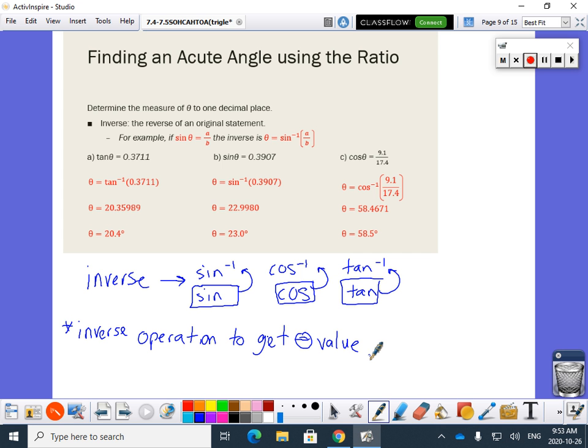Okay, so I'm going to show you how to use it on your calculator in a second. I'll flick the lights on. But in order to get our theta, our angle measure, we're going to use something called the inverse operation, and your calculator has the ability to do this. So the inverse of sine is sine to the negative 1. The inverse of cos is cos to the negative 1. The inverse of tan is tan to the negative 1. If we do the inverse operation, that is going to give us the theta value. So if you look up here, determine the measure of theta to 1 decimal place. Inverse is the reverse of an original statement. So, in order to get the theta value here, we have to take the inverse.